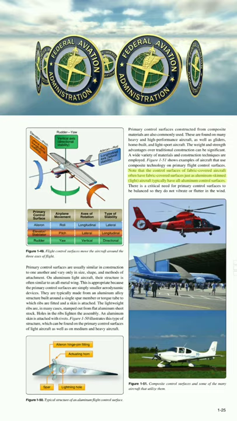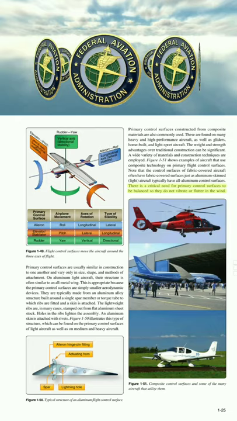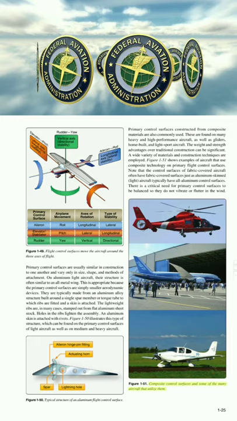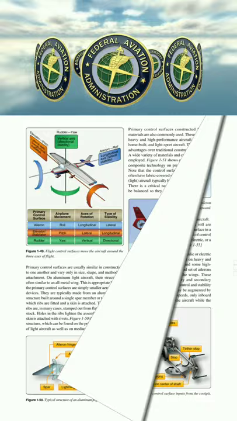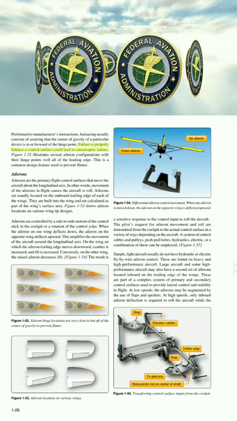There is a critical need for primary control surfaces to be balanced so they do not vibrate or flutter in the wind. Aileron hinge pin fitting. Actuating horn. Spar, lightning bowl. Figure 150. Typical structure of an aluminum flight control surface. Figure 151. Composite control surfaces and some of the many aircraft that utilize them. 125. Perform to manufacturer's instructions. Balancing usually consists of assuring that the center of gravity of a particular device is at or forward of the hinge point. Failure to properly balance a control surface could lead to catastrophic failure.